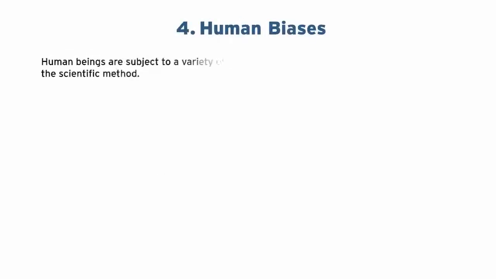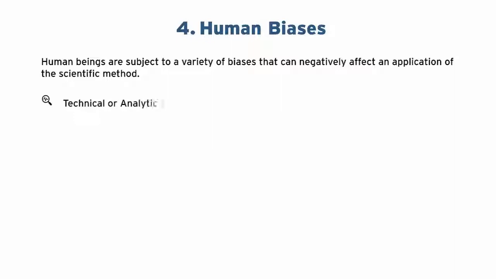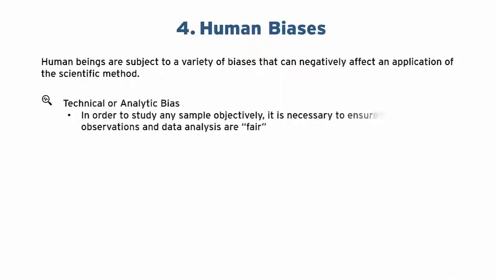The application of the scientific method is subject to human error, more specifically bias. Three of the most common biases are technical or analytical bias, cognitive biases, and confirmation bias.